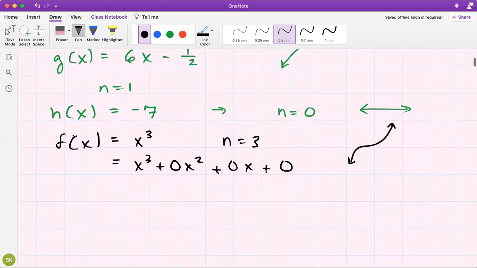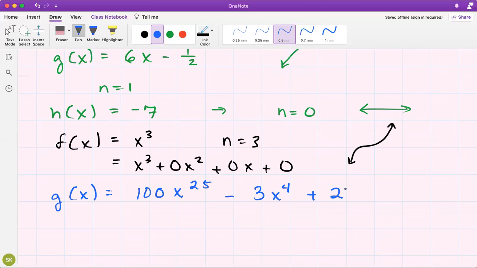Now let me give you some more general polynomial functions just so you can recognize them. Something like 100 x to the, let's say 25, minus 3x to the 4th plus 2. This is another polynomial function. Here the degree is 25. You can see that I'm missing all of the terms that have a power on the x that's less than 25 but bigger than 5, and anything between x to the 4th and this constant term of 2.